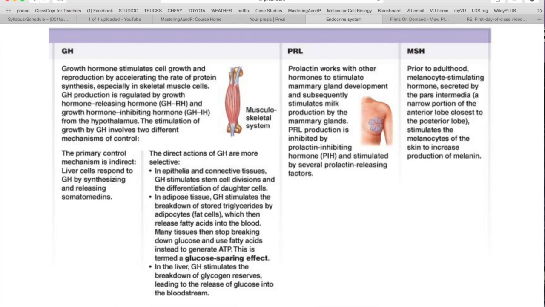Then we have growth hormone, which causes growth. It's a pretty simple one. Next is prolactin. Prolactin stimulates the mammary glands. During puberty, it stimulates their development, and then it's also released during pregnancy and during nursing to further cause development of the mammary glands. Then MSH is the next one, melanocyte stimulating hormone. It stimulates the melanocytes in the skin to increase their production of melanin.